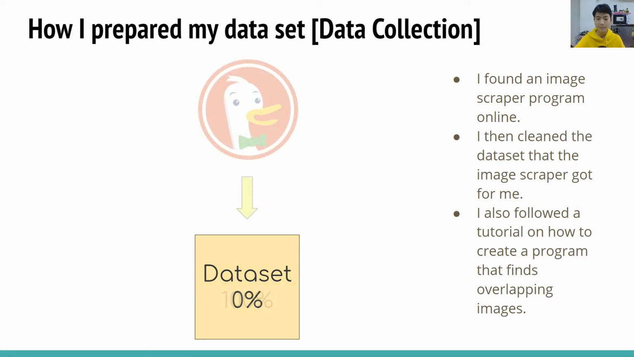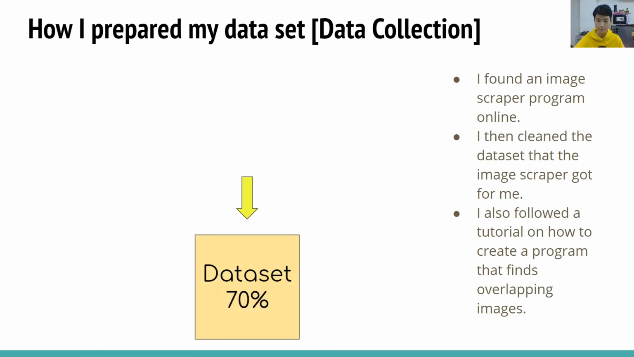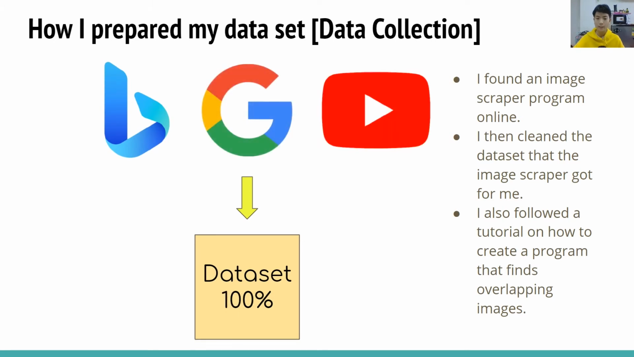It scrapes images from DuckDuckGo like so, and then once I actually looked inside the files for my data set, it was not accurate at all. So I had to clean it manually, which I was going to do anyways. I just didn't realize that there were going to be this many images that were unusable. Once I cleaned them, there's only 70% of the images left. So since I needed to fulfill it to 100%, I handpicked the rest from Bing, Google, and YouTube. How I did it for YouTube was that I just screenshotted images from the video. And that is my data collection.